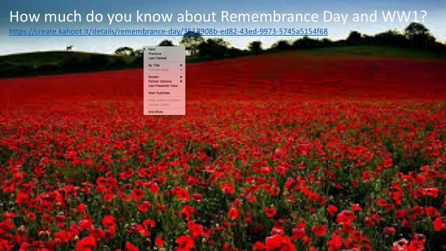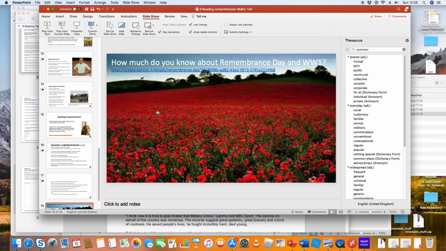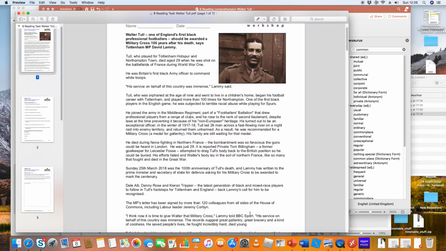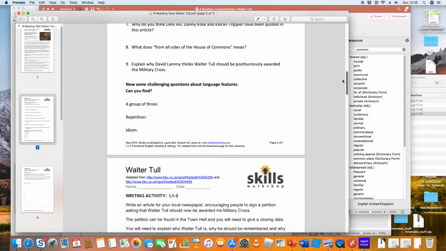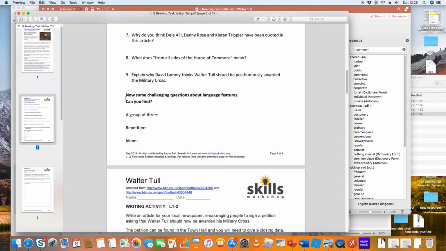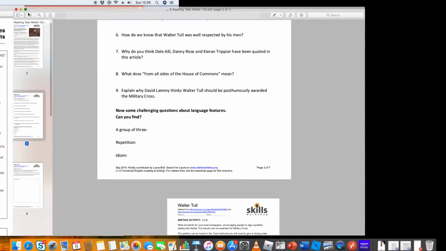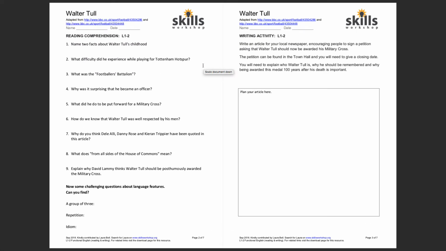Okay, so there was one more task I wanted to do as well. If you go back to the question, again pause the video here. I want you to see if you can find in the text, remember we talked about these, a group of three, a list of three, repetition, and the new one, which is an idiom. An idiom is when you compare two things together using like or as.